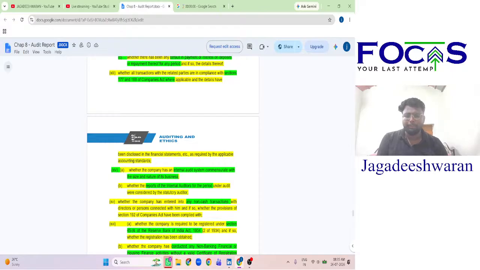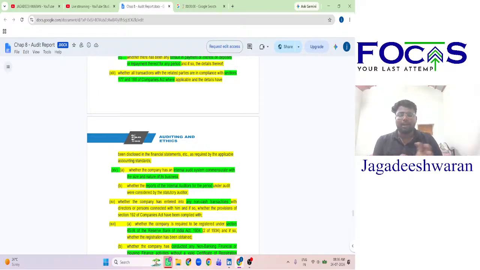Then the 13th one. So the 13th one, if you see, is whether all the transactions with related parties are complied with sections 177 and 188 of the Companies Act, where applicable, and the details have been disclosed in the financial statements etc., as required by the applicable accounting standards. So there are related party and accounting standards. Have you made the disclosure as per the accounting standards? Similarly, have you complied with Section 177 and Section 188 of the Companies Act for all the transactions that you have done with related parties?